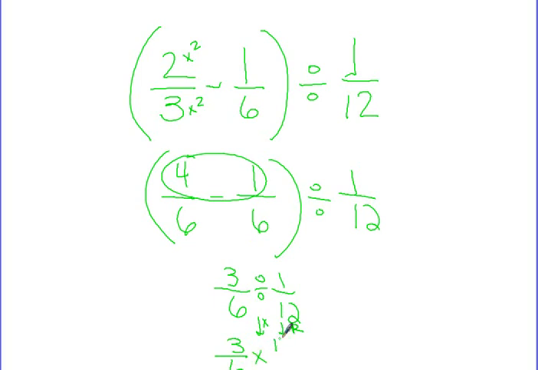The reciprocal of 1/12 is 12 over 1. In this case, we can simplify the 6 and the 12. The greatest common factor that they share is 6. 6 divided by 6 is 1, and 12 divided by 6 is 2.